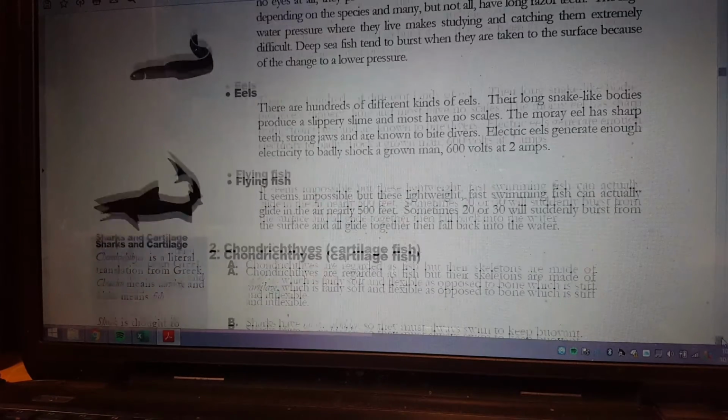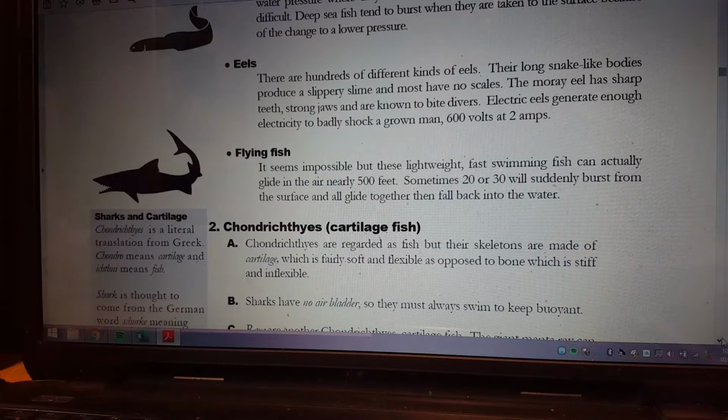Next, we look at the eel. Eels, there are hundreds of different kinds of eels. Their long, snake-like bodies produce a slippery slime, and most have no scales. The moray eel has sharp teeth, strong jaws, and is known to bite divers. Electric eels generate enough electricity to badly shock a grown man, 600 volts at 2 amps.